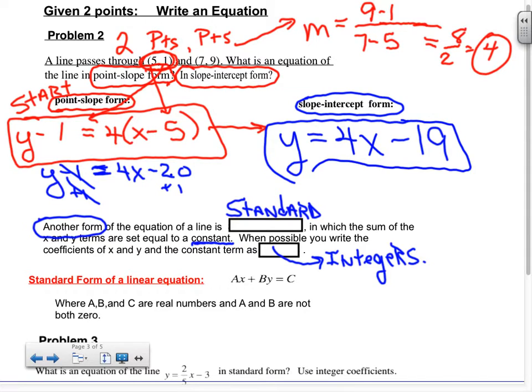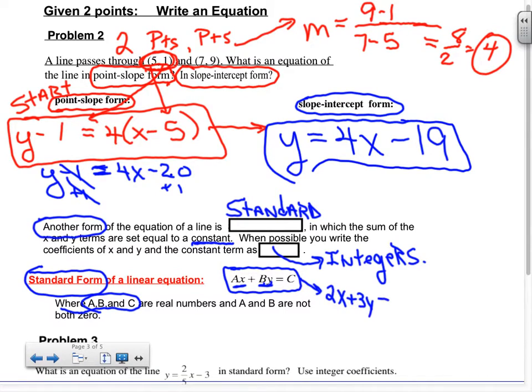Okay, so standard form is right here. It would look like this: ax plus by equals c. And then it says where a, b, c are real numbers, okay, and a and b are not both 0. If a was 0, this term ax would disappear. If b was 0, by would disappear, so you can't have zeros for a and b. Okay, so what's an example of this? How about something like this? 2x plus 3y equals your constant, like 5. That would be an example of standard form.